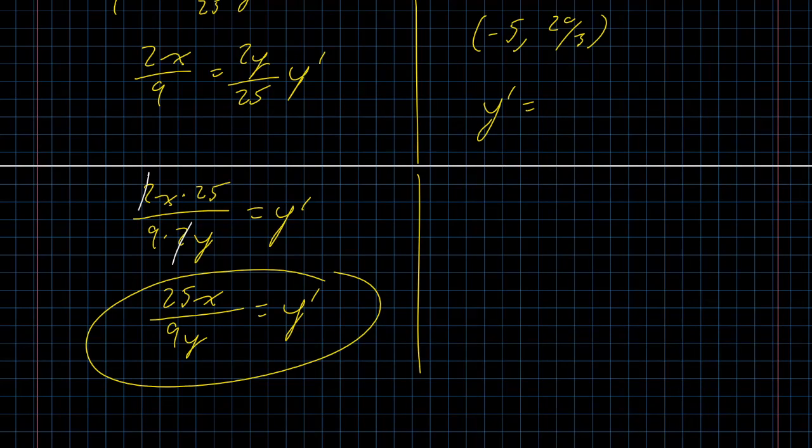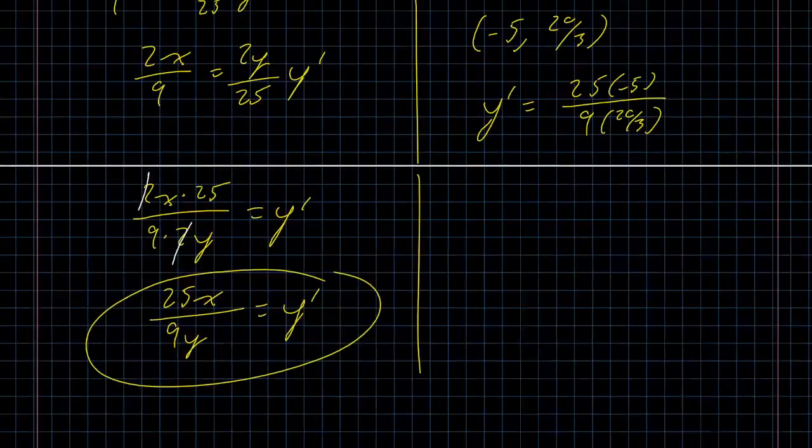So we get 25 times -5 over 9 times 20 over 3. 25 times -5 is -125. 9 times 20 over 3. Well, conveniently, 9 over 3 is 3. 3 times 20 is 60. So we've got -125 over 60.